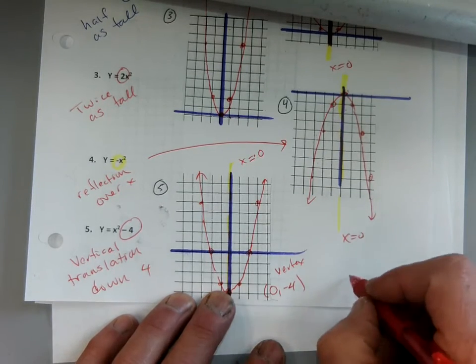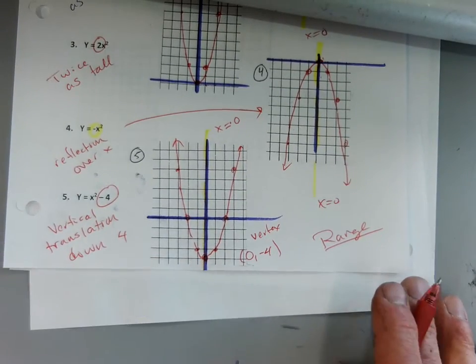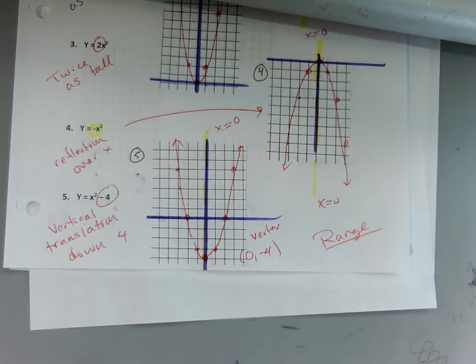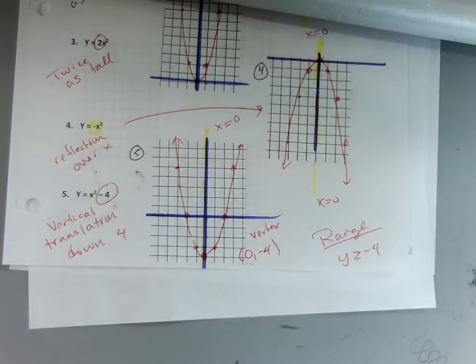Now, this changes my range. My range now is y is greater than or equal to -4, isn't it? Changes my range.